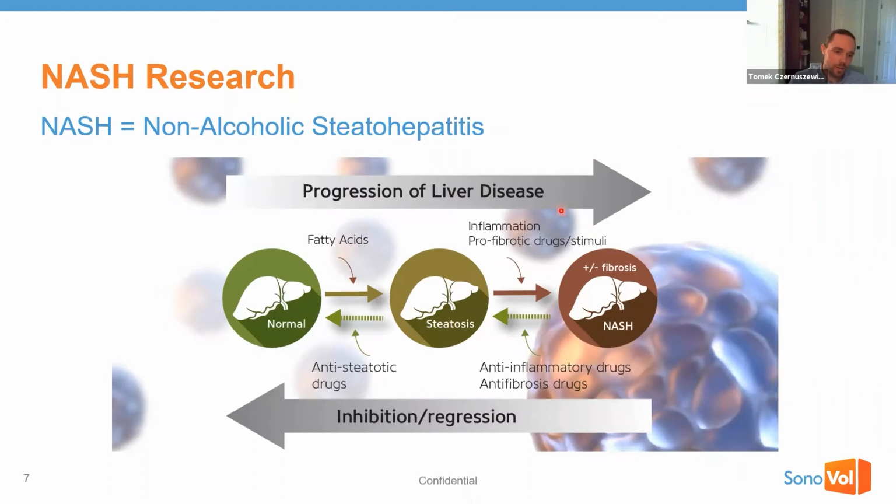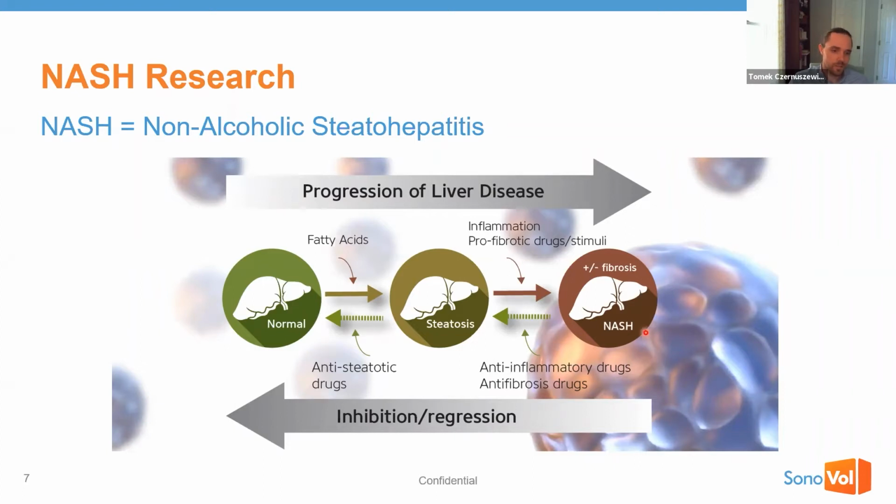But what has been a challenge in the NASH pharmaceutical community is that there have been a number of high-profile failures of drugs that made it into phase 3, that looked very promising through the initial stages, but for one reason or another have not really succeeded in getting through the regulatory approval process.